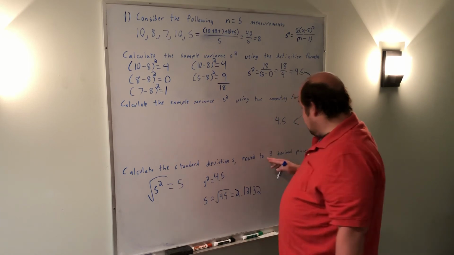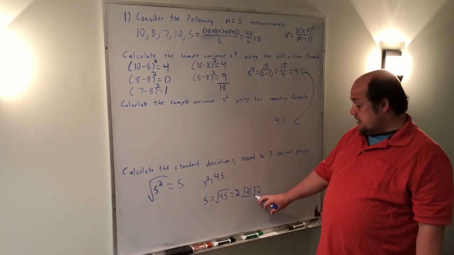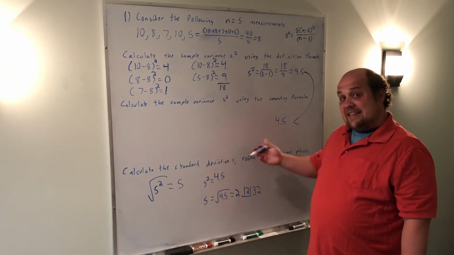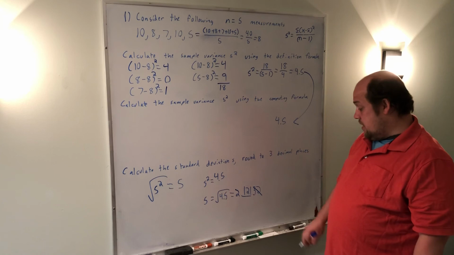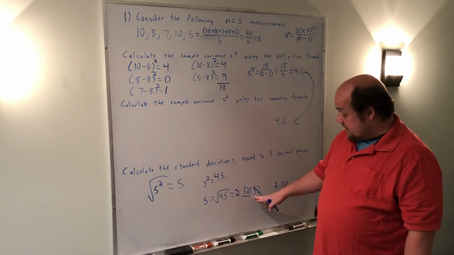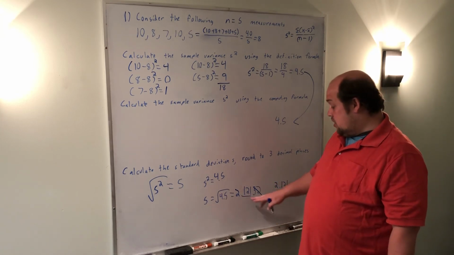2.12132. It says to round to 3 decimal places. Here's 3 decimal places. The first number that I would drop would be a 3. Since that's less than 5, I can just drop it and report my answer as 2.121. If this had been a 9, for instance, I'd report my answer as 2.122.